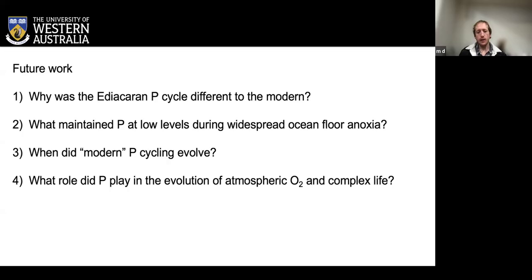And then that leads into a more fundamental question, which is what role did phosphorus actually play in the evolution of atmospheric oxygen? Was it a critical factor or was it more of a sideline player? Either way, really interesting points of discussion going forward.